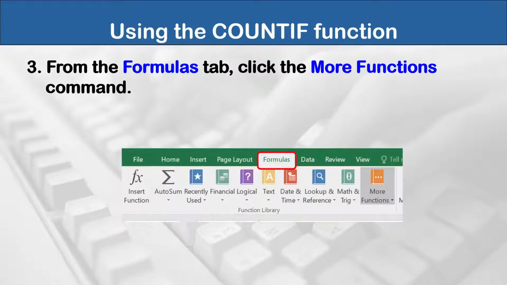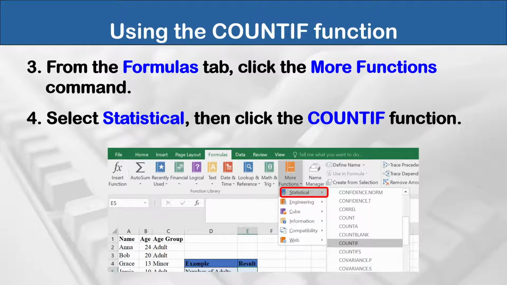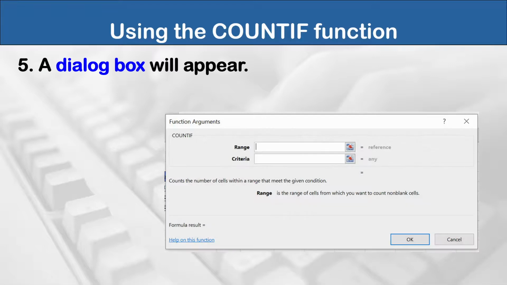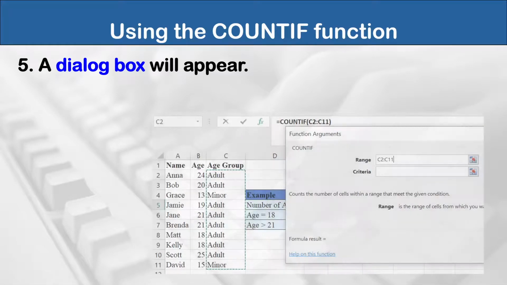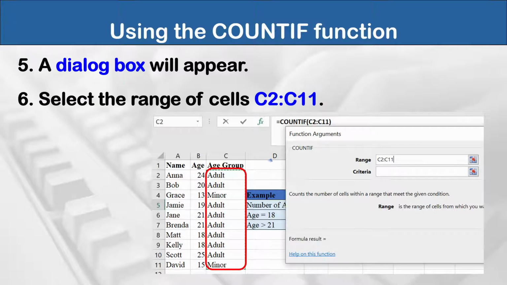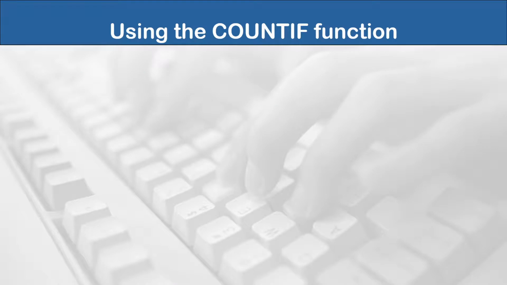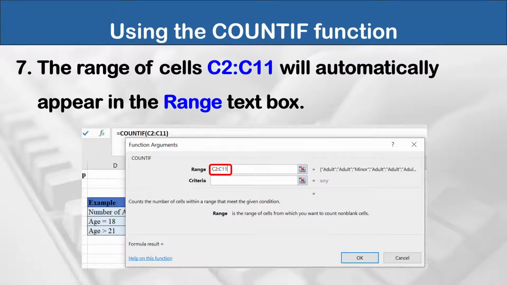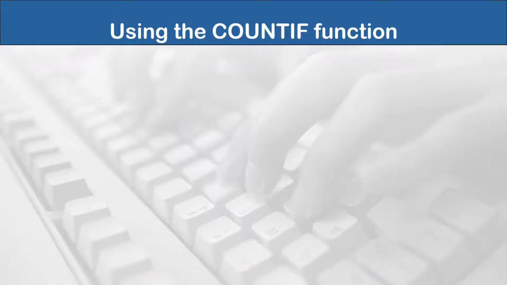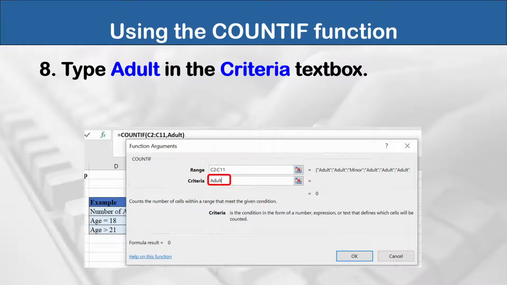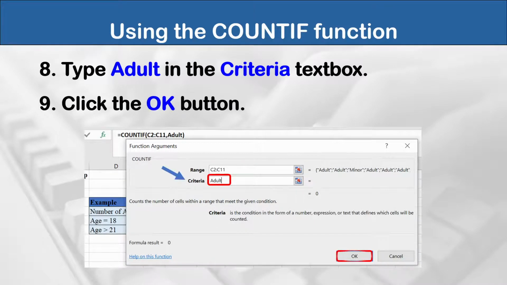From the Formula tab, click the More Functions command. Select Statistical, then click the Countif function. A dialog box will appear. The age group is in column C. Therefore, we select the range of cells C2 to C11. The range of cells C2 to C11 will automatically appear in the range text box. Next, type adult in the criteria text box and click the OK button.